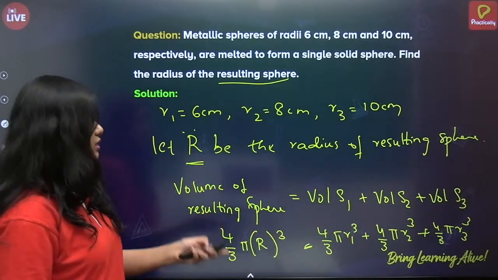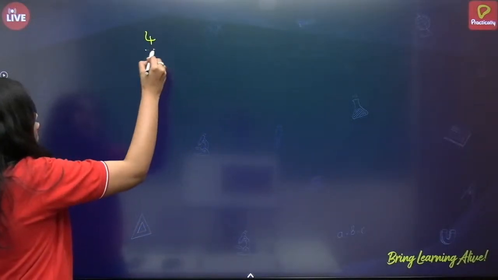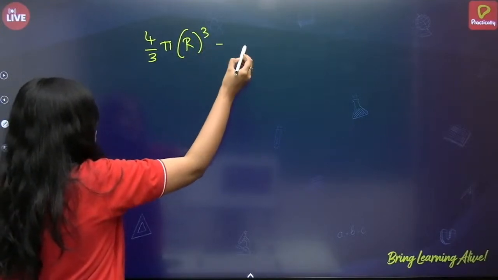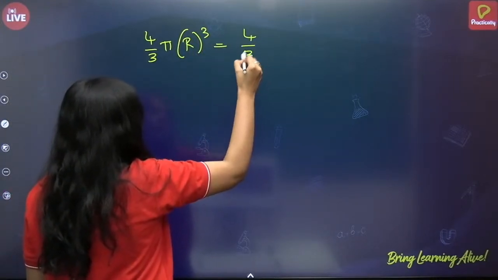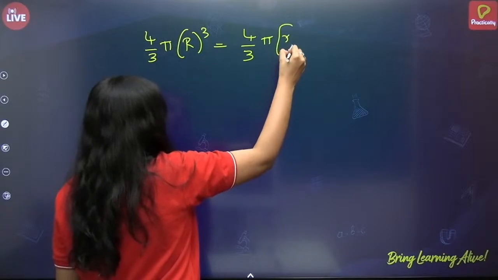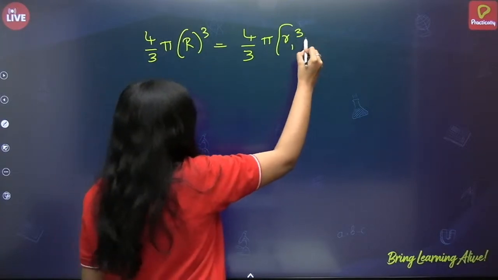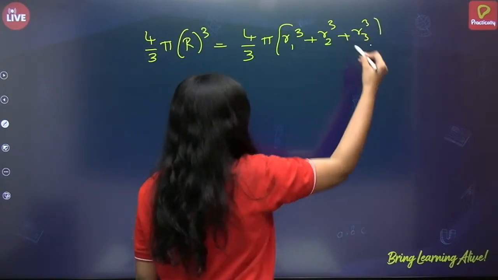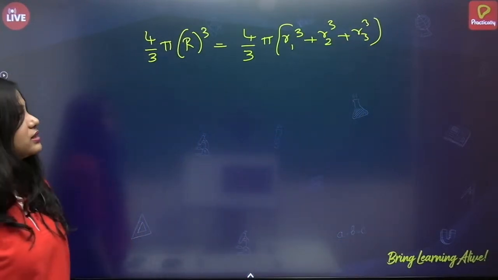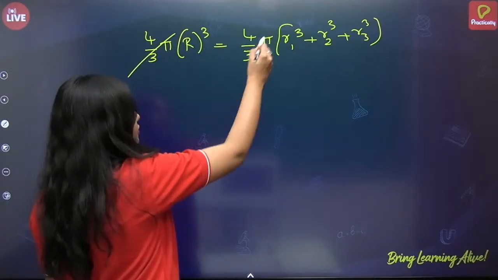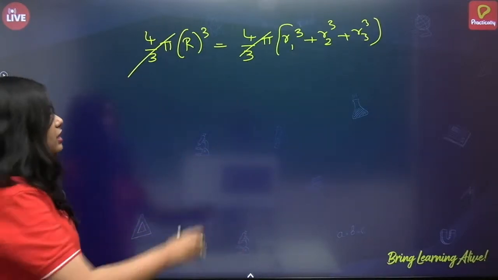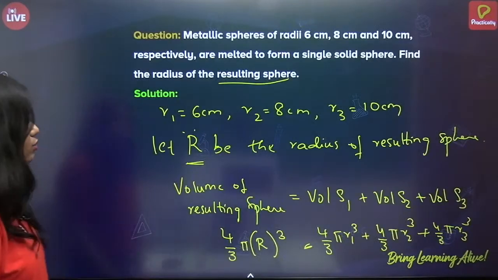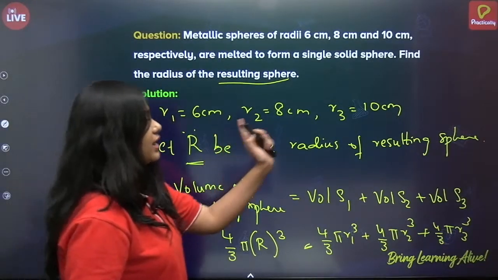Of course, we can take. So, let us take 4 by 3 pi of capital R whole cube is equal to 4 by 3 pi times R1 cube plus R2 cube plus R3 cube. Correct? Very simple, nothing complex. 4 by 3 pi cancels. Now you can easily find R cube is equal to, now substitute the values. What is R1? 6, R2 8 and R3 10.